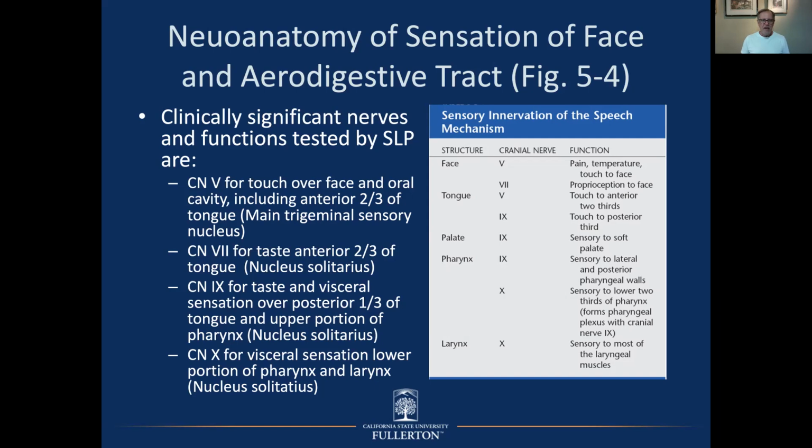And then below that, visceral sensation is subserved for the lower portion of the pharynx and the larynx by nucleus solitarius through cranial nerve 10, the vagus. So those are the main speech and swallowing cranial nerves as far as sensation goes. Notice we haven't mentioned motor at all. That comes in chapter 6.